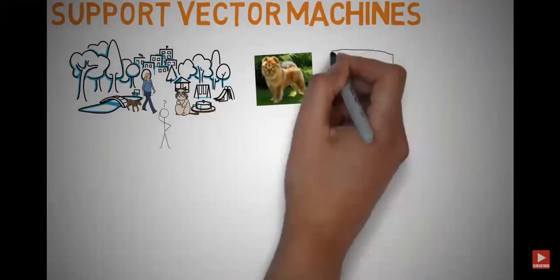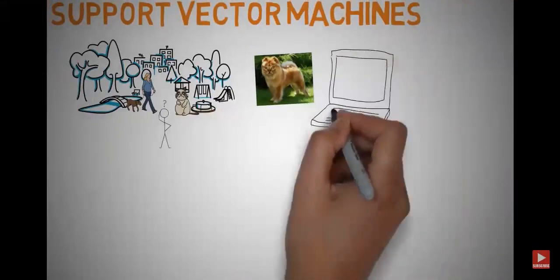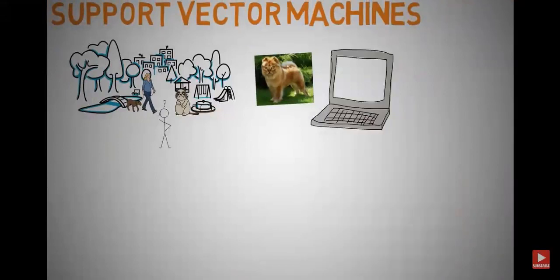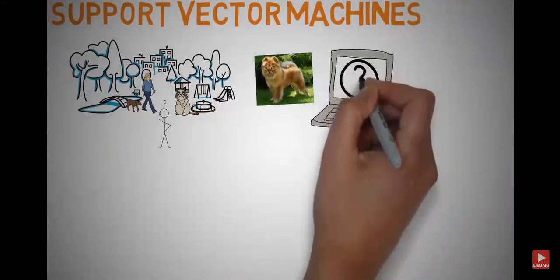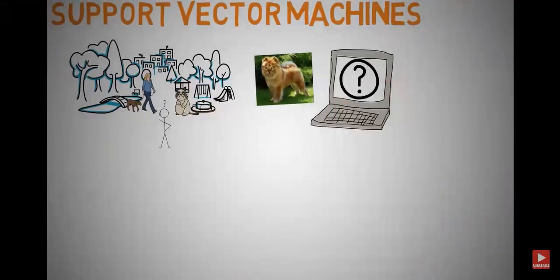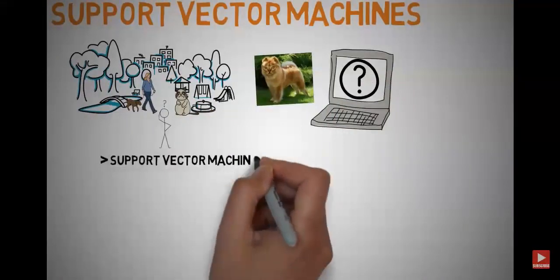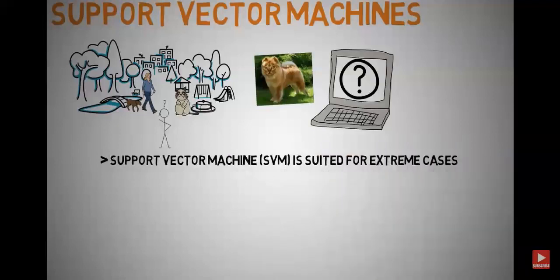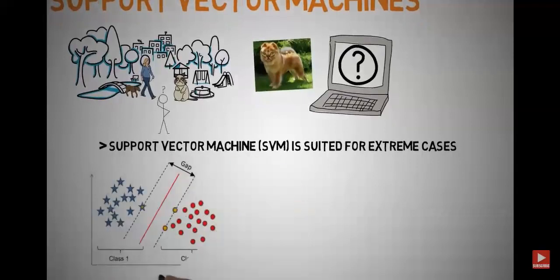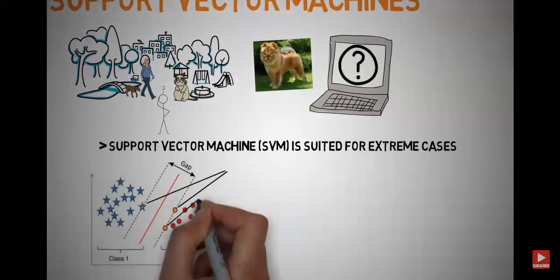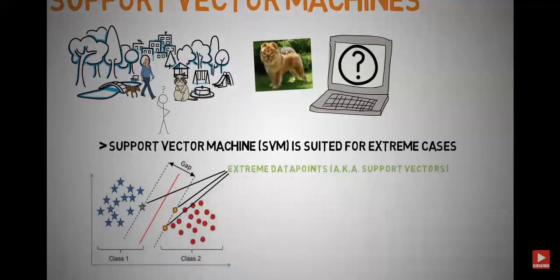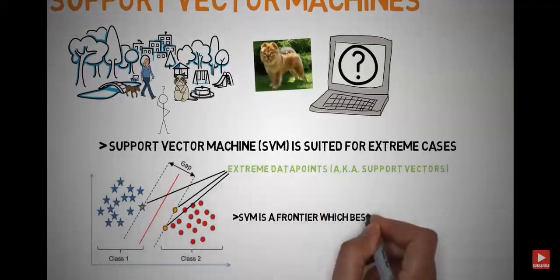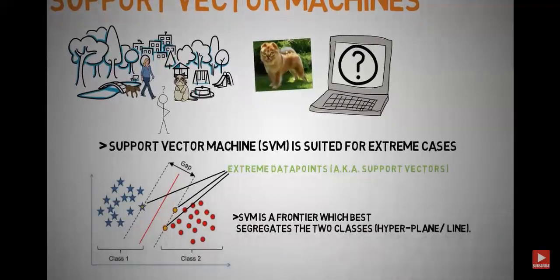Now, if it was challenging for me to figure it out, imagine how difficult it would be for a computer to precisely classify between a dog and a cat. A really great algorithm for these types of applications is the support vector machine algorithm, or SVM. It looks at the extremes of the dataset and draws a decision boundary, also known as a hyperplane, near the extreme points in the dataset. So essentially, the support vector machine algorithm is a frontier which best segregates the two classes.